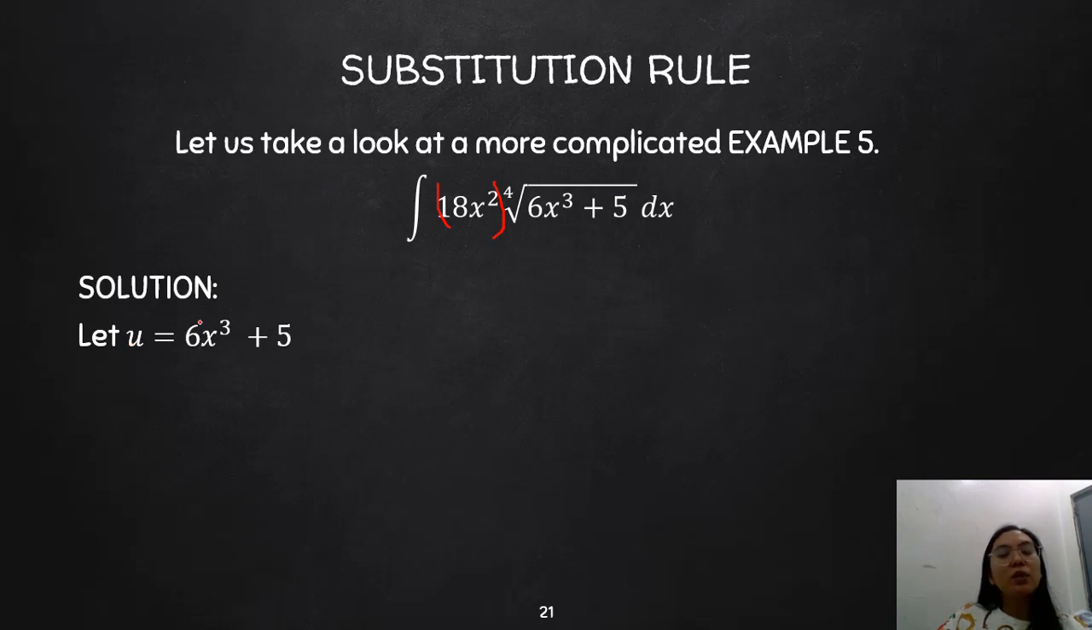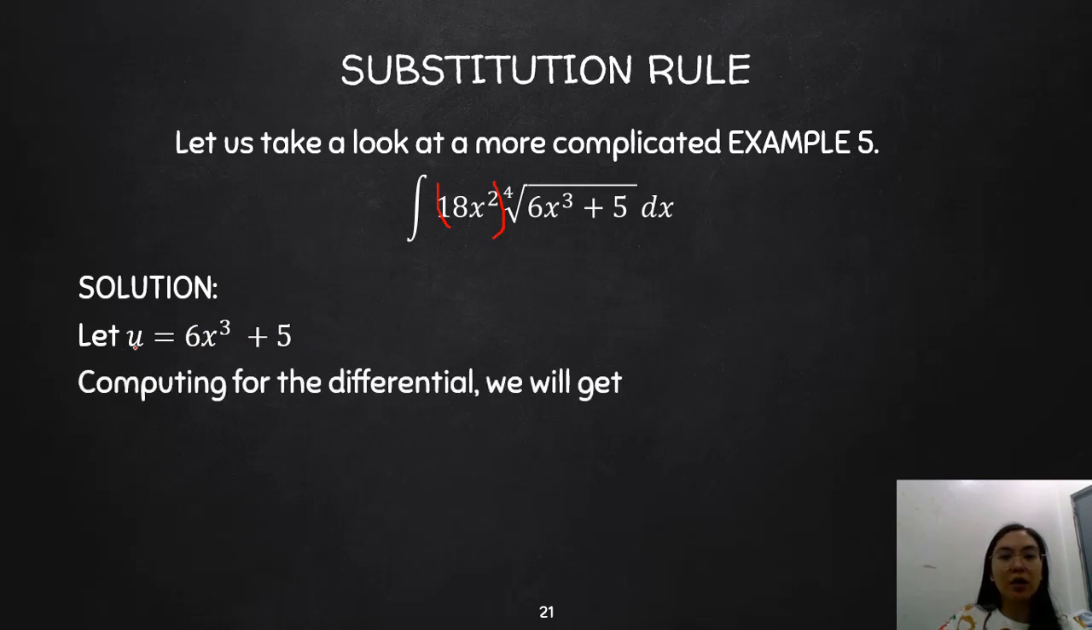So, you let u be equal to 6x cubed plus 5 such that if you get the derivative of this particular function, you will get du is equal to 18x squared dx. Di ba? If you get the derivative of this, ito po siya. So, 6x cubed, so magiging 18x squared plus, since the derivative of any constant is 0, hindi siya kasama dx. So, 18x squared dx. And if you try then to take a look at our main equation, di ba ito siya, 18x squared dx.